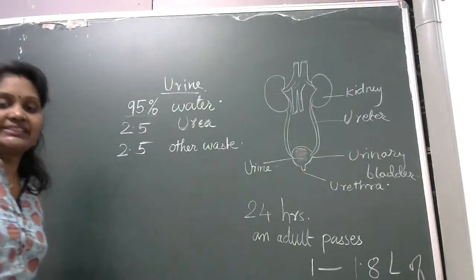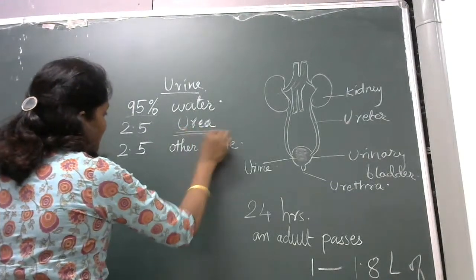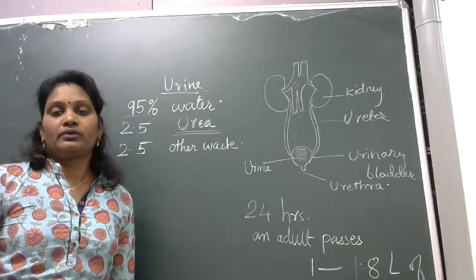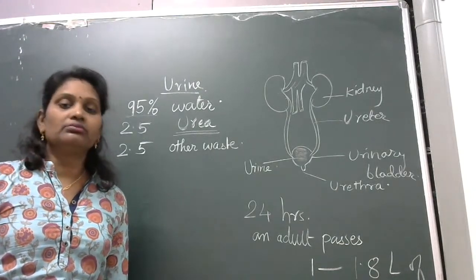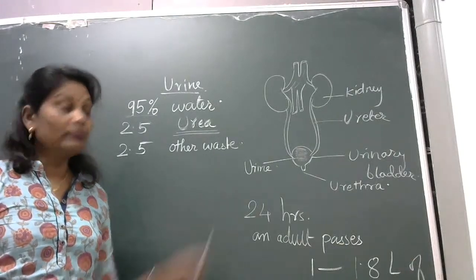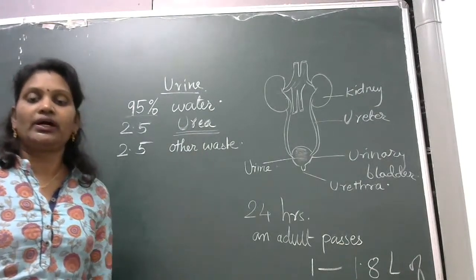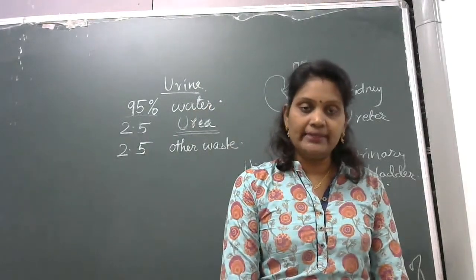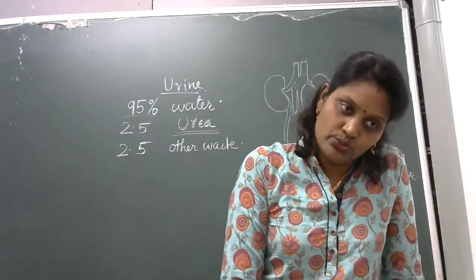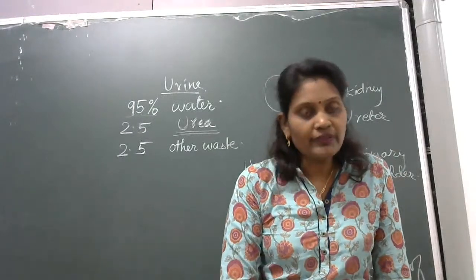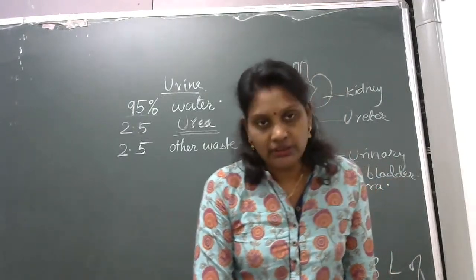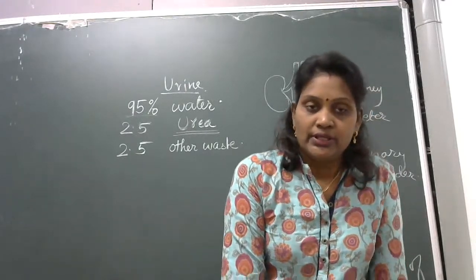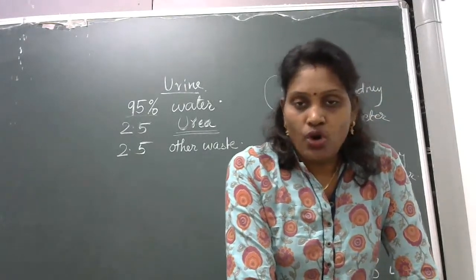So that means here the main thing is the urea, and because of this urea, the urine is given the name urine, from urea. Understood everyone? Because 95% is water only, 2.5% is urea, and because of it the name urine. Understood everyone? Is it clear to all?